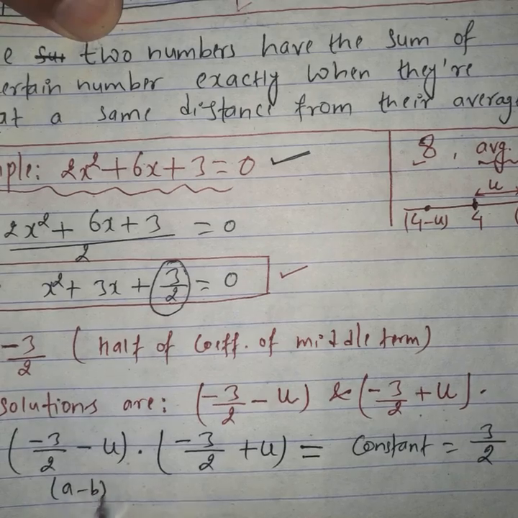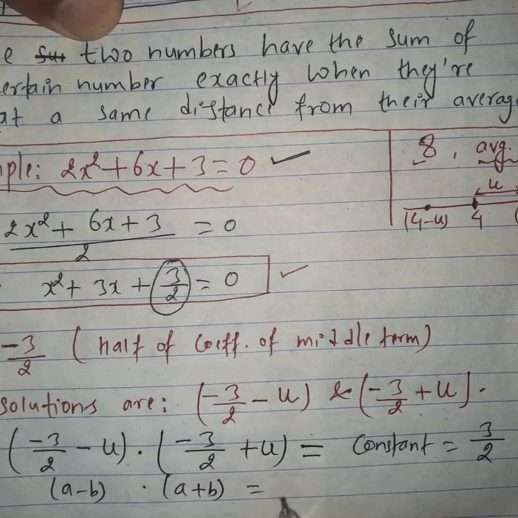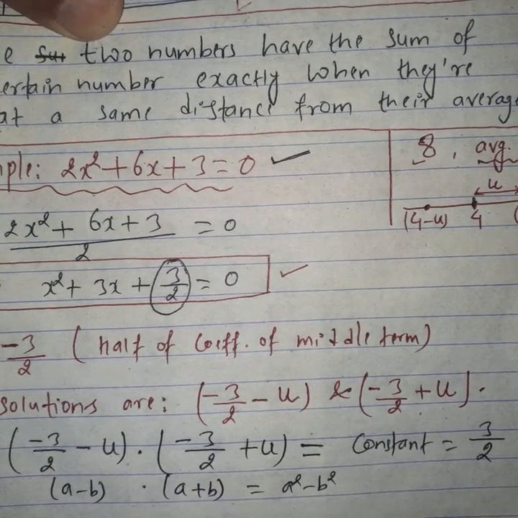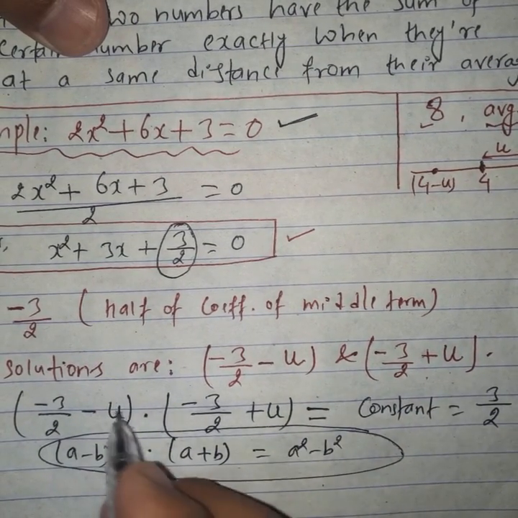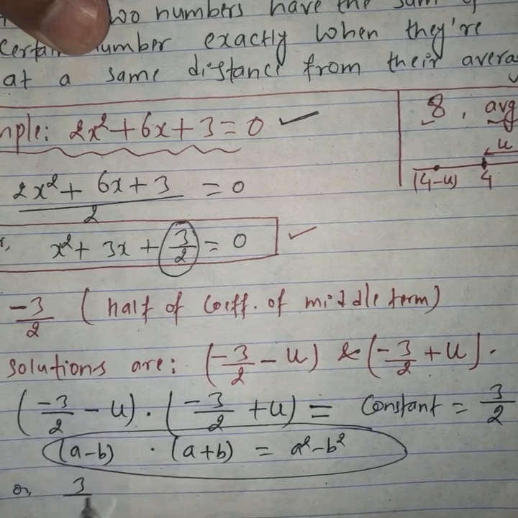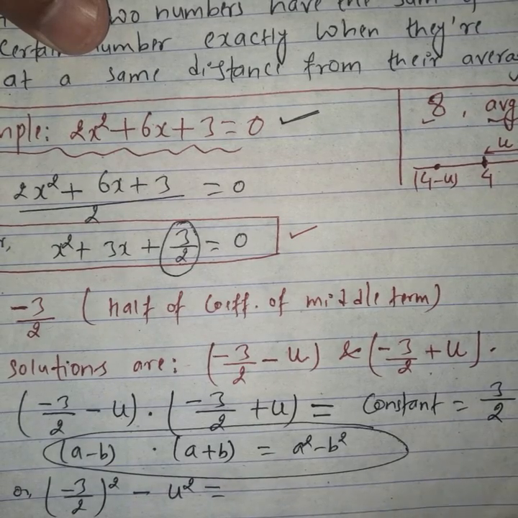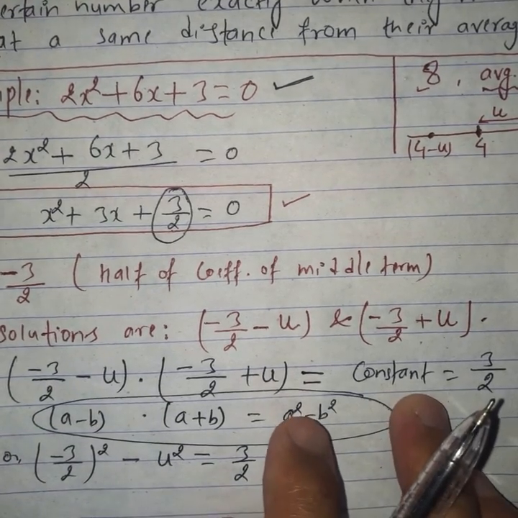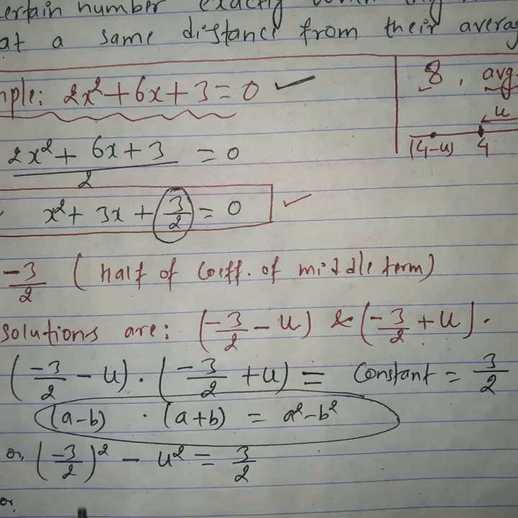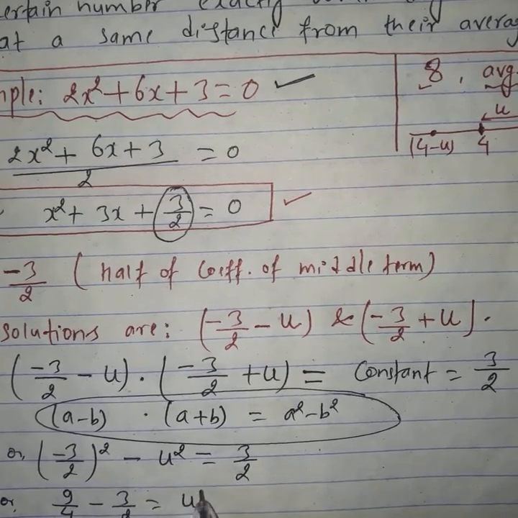This is a minus b, times a plus b, and a minus b times a plus b gives a square minus b square in the same format. So we can easily solve these equations. This is just (-3 over 2) square minus u square, equal to 3 over 2. Let's solve this equation to find the value of u first. This is 9 over 4 minus 3 over 2, which is u square.